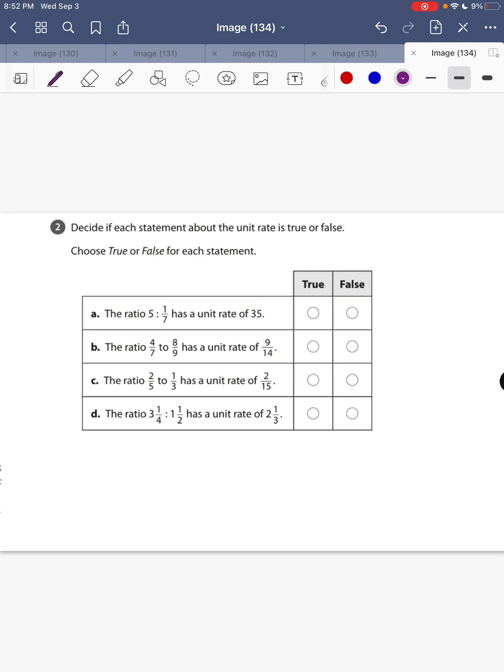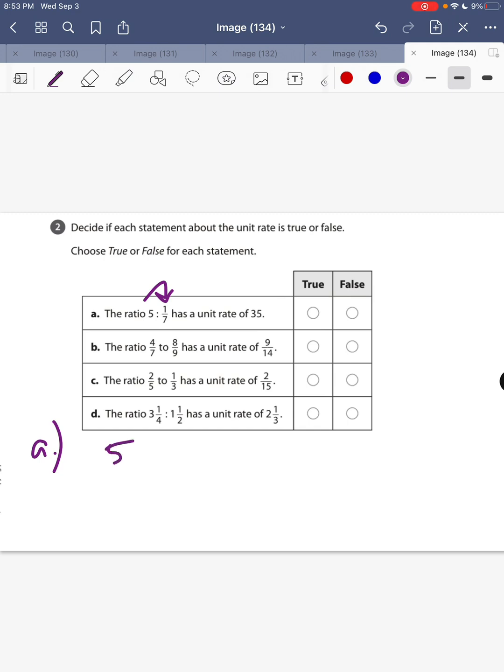Decide if each of the statements about the unit rate is true or false, and choose true or false for each statement. Okay, so this one's a little bit less specific, and there is going to be this on the quiz, so just pay really close attention here. You can actually just take the first number and divide it by the second number. When they put it in a ratio like that, they're assuming that we're getting the second number to 1.